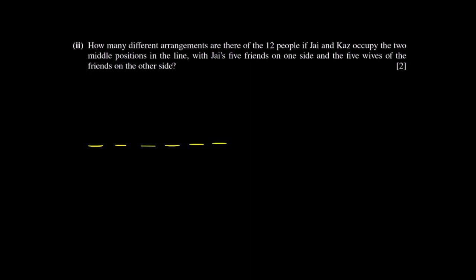1, 2, 3, 4, 5, 6, 7, 8, 9, 10, 11, 12. And J and Kai are going to be in the middle. So that's J and Kai, right? But of course, it could be the other way around. You could have Kai and J.